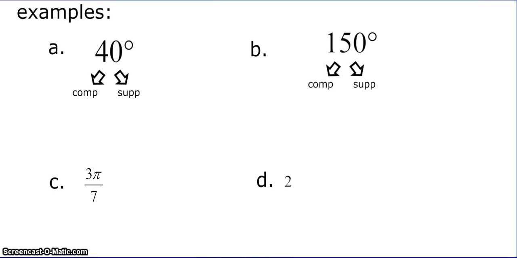So I have 40 degrees, 150 degrees, 3 pi sevenths, which we're assuming is radians, and 2, which we're also assuming is radians because they do not have degrees there. So I want you to pause the video, find the complement and the supplement of each of these. If for whatever reason it does not exist, then just write none. So unpause the video when you're ready to check your answers.